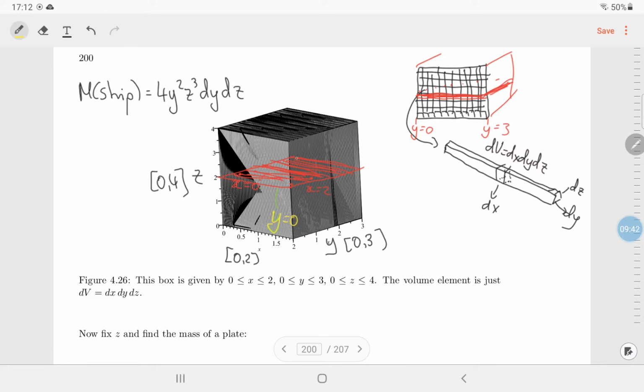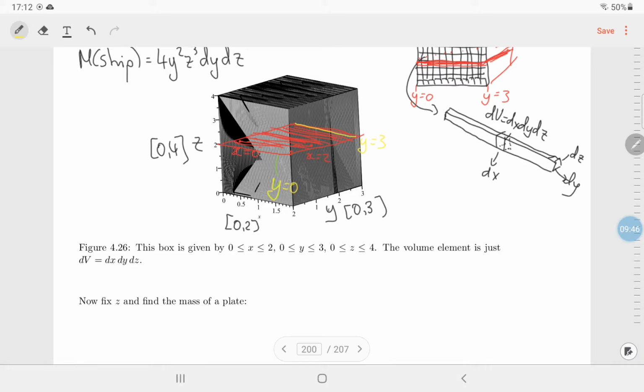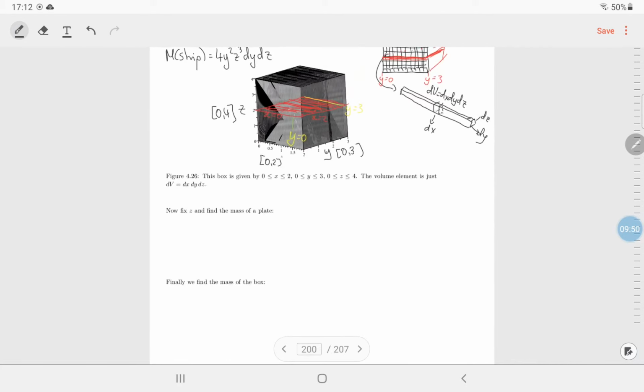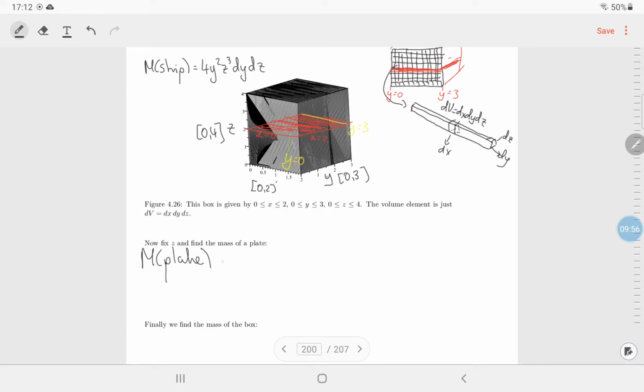Up to the strip here at y equal to 3, we'll have the mass of a plate at a height z. So, mass of plate is equal to add up. Now again, I'm going to get rid of this sum. So add up the mass of the strips from y equal to 0 up to 3. And the mass of a strip is 4y squared z cubed dy dz.